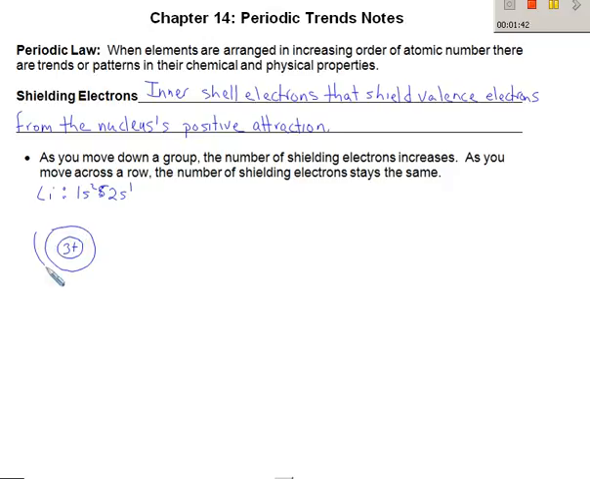In the first principal energy level, we have 2 electrons, and in the second principal energy level, we have 1. This is our valence electron. These, right here, are the shielding electrons. So we have 2 shielding electrons.